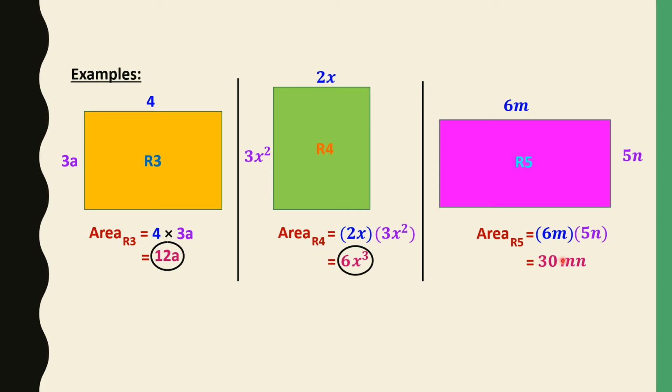It means 30 times m times n. But we can write it in this simpler form. You see here, these expressions are written in a form that is simple and not complicated. That's why when we have multiplication, we can remove the multiplication sign.